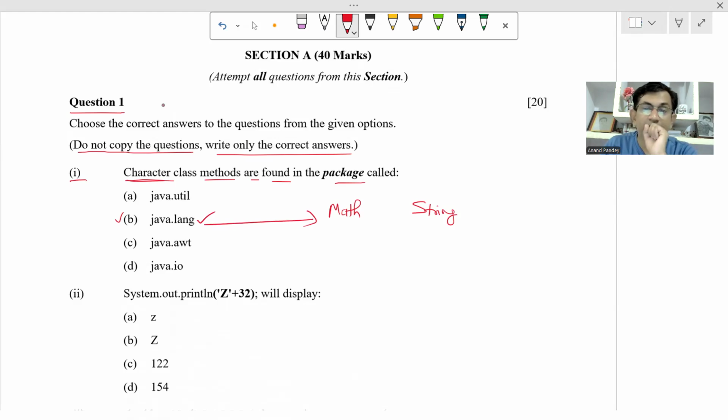So you'll write the answer like this: mention question number 1, and then the answer. The proper way to write the answer, I'm telling you, is to write the option as well as the answer, B, java.lang. For the examiner also it will be easier and more convenient, and without any confusion he can mark the answer. So kindly write the option as well as the answer. It's a better way to write the answer.